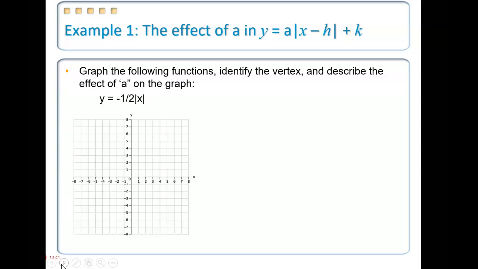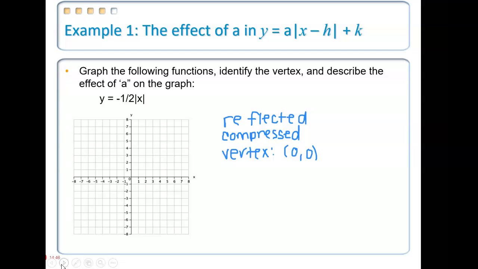So graph the following function, identify the vertex, and describe the effect of A on the graph. In this case, the A value is negative 1/2. So my graph is reflected because of the negative, and the 1/2 tells me that it is compressed. Because the H and K are zeros, like there's nothing being added inside, there's nothing being added outside, my vertex is 0, 0.